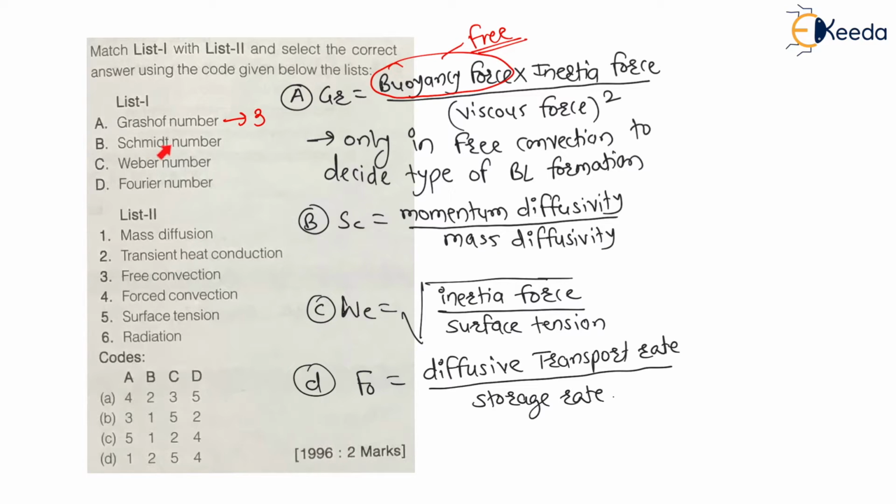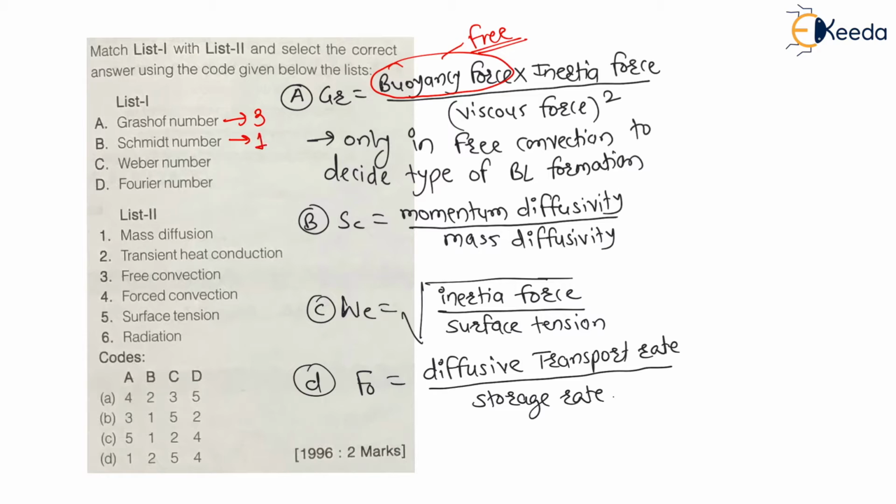Then the Schmidt number. Now, my dear students, this Schmidt number is nothing but momentum diffusivity divided by mass diffusivity, right? If there is mass diffusion, then the Schmidt number is used. Therefore, my dear students, this Schmidt number is used whenever there is mass diffusion. Therefore, with B, option 1 will go, right?